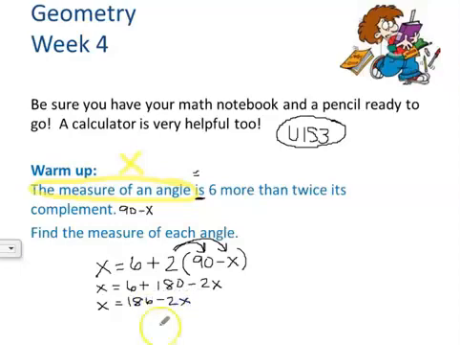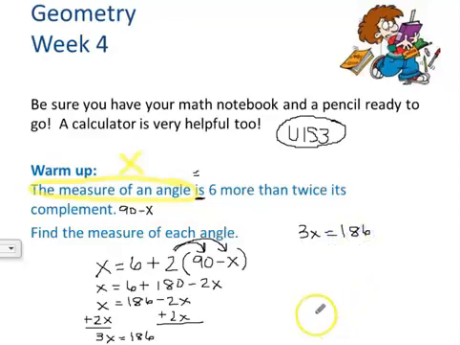And I'm solving for x, so I want to get all my x terms on one side of the equation and all my constant terms on the other side. So I'm going to get all my x terms on the left side of the equation. So I'm going to add 2x. I'm going to move this 2x to the other side by doing the opposite, and I'm going to add it to both sides. And then I get 3x equals 186. I'm going to rewrite this up here. I'm running out of space.